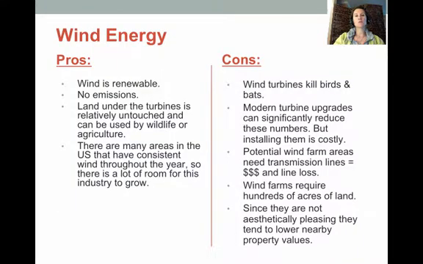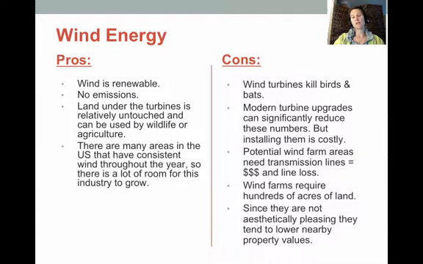So pros and cons of wind energy. The wind is a renewable resource. There's no emissions other than what you're generating by making the turbine. The land under the turbine is relatively untouched, so it could still be used by wildlife or agriculture. So that's kind of nice. Whereas solar panels, if you're putting up a solar panel, the sun's not still hitting the ground, so you have much more impact there. And there are many areas in the US that do have consistent wind throughout the year, so there's a lot of room for growth in this area.